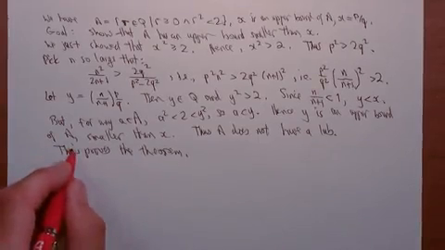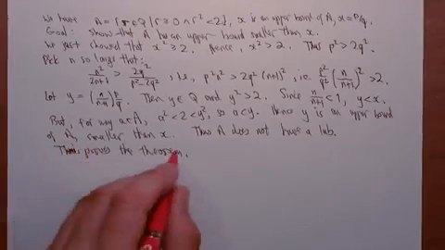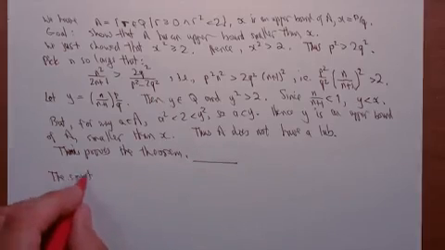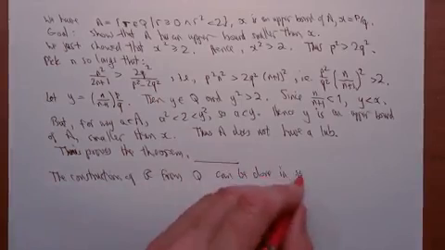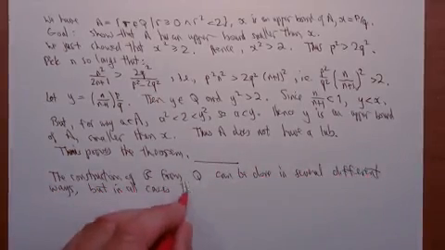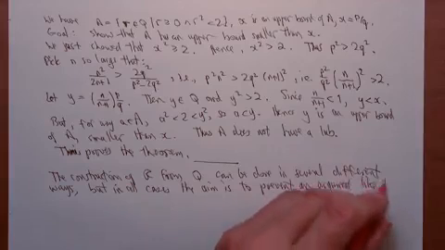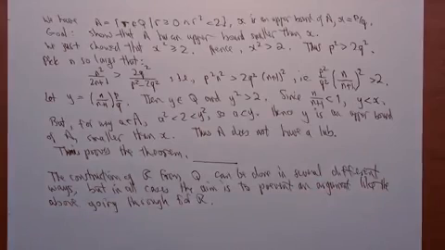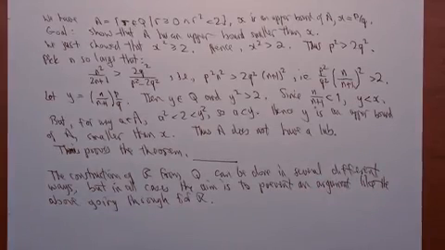I guess my mathematics is better than my handwriting. This proves the theorem. Okay. Final remark. The construction of R from Q can be done in several different ways, but in all cases the aim is to prevent an argument like the above going through for R. And with that, you're at the very gateway to modern real analysis.